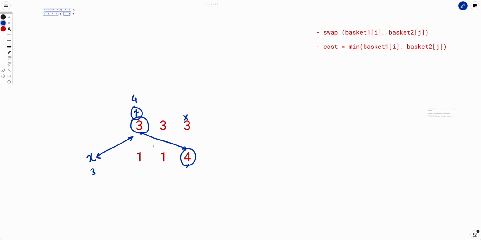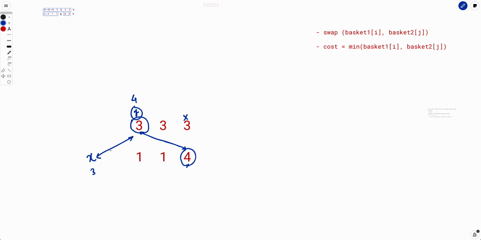If it is greater than either of them, then it doesn't make sense, because let's say it is greater than 3, so why will you take x at all, right? You will always take 3, right? So that's where you will be picking up x which is smaller than both 3 and 4.